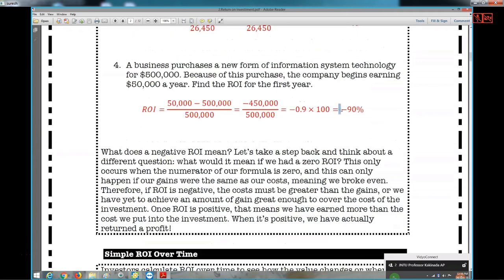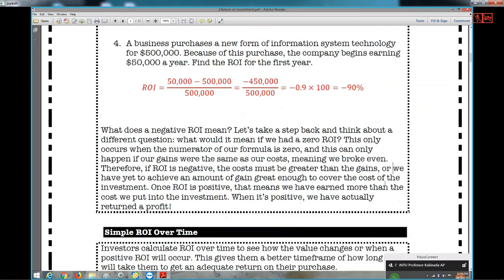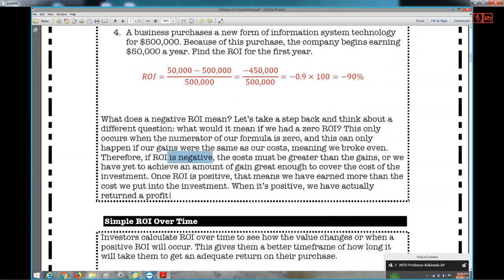So what is meant by negative return on investment? It is a step back to think about a different question: what would it mean if we had a zero return on investment? This only occurs when the numerator in our formula is zero, and that can only happen if our gains were the same as our costs. This means we broke even. So when return on investment is negative, the cost must be greater than the gain, or we have yet to achieve a gain great enough to cover the cost of investment.